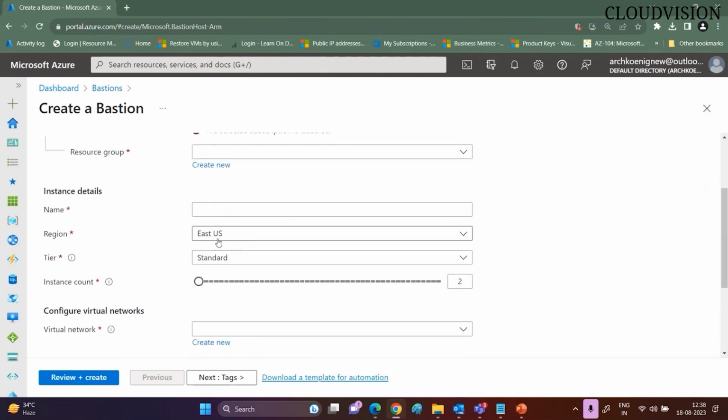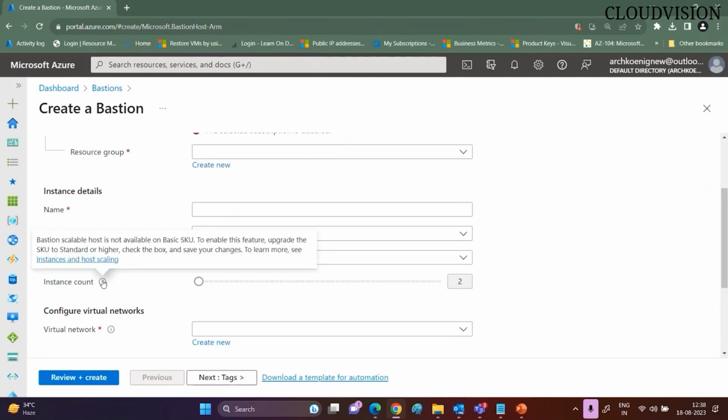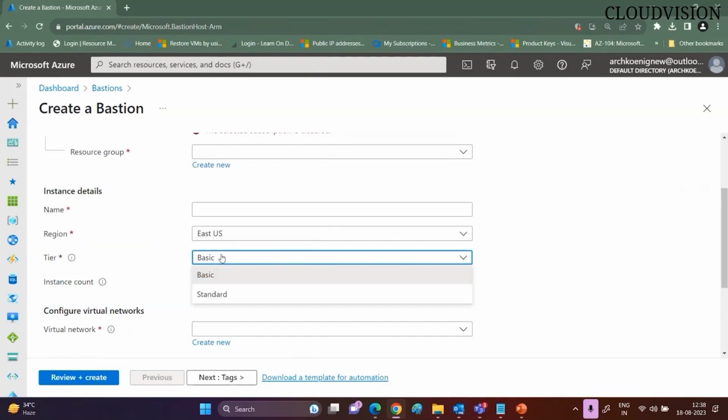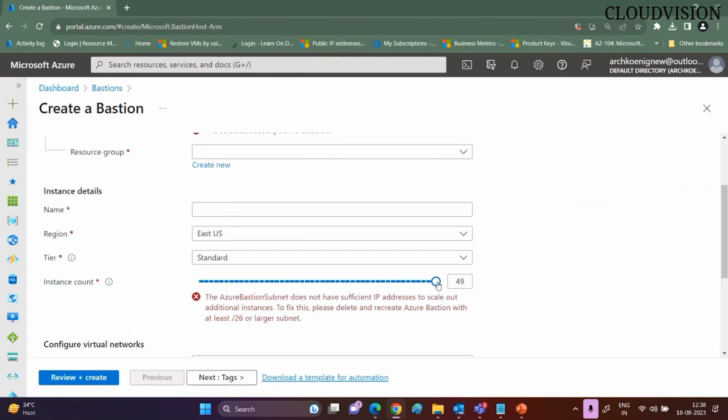So when you provide this Bastion service configuration, you have to provide what type of tier you need, standard tier or basic tier. Now see, when you go with the basic tier, you are only allowed to use 2 instance count. You can't increase it. Limited counts are there. It says Bastion scalable host is not available on basic SKU. Scalability is not there. If you want a scalable environment, with more instances in the background, up to 50, that comes along with the standard. I think up to 50. Yeah, up to 50 instances are there.